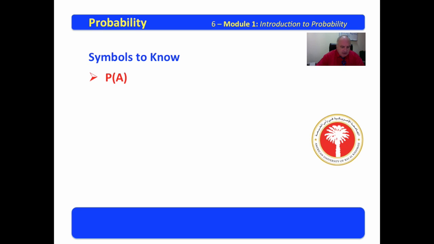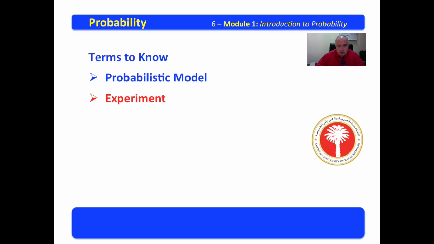Now, in this video, you have a couple of things you need to remember. First of all, this symbol. This is read as the probability of event A. This will be a number between 0 and 1, a positive number between 0 and 1. There are some terms to know. Probabilistic model. You have experiment that you need to know and understand. Experiment being a plan, an outcome. We talked about sample space.